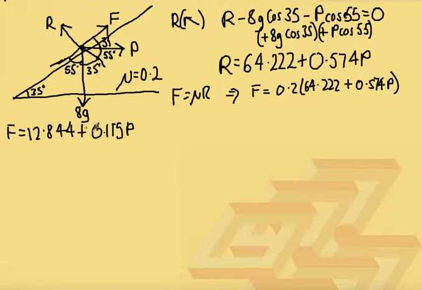Okay, now the reason I've done that is because now if I resolve parallel to the plane, so let's resolve up the plane, what happens is instead of putting the friction in, I can put 12.844 plus 0.115p. So I can put this expression in for the friction. I then have P acting up the plane. So I can add this force, P. Remember, it's not just the whole force P, it's the component of force P. So I want to do P times cos of the angle I turn through, so cos 35.